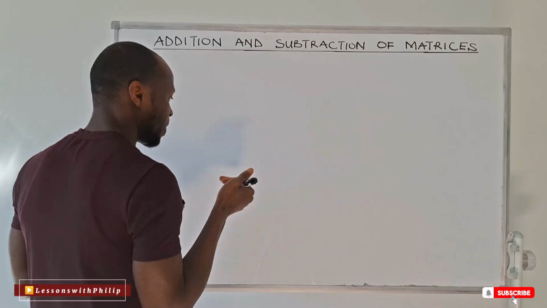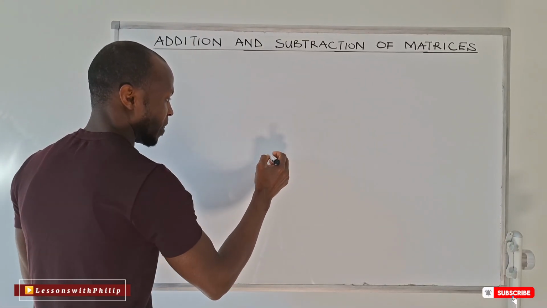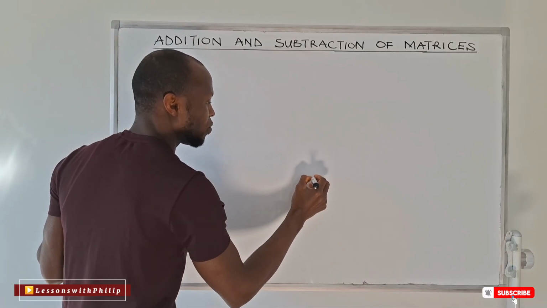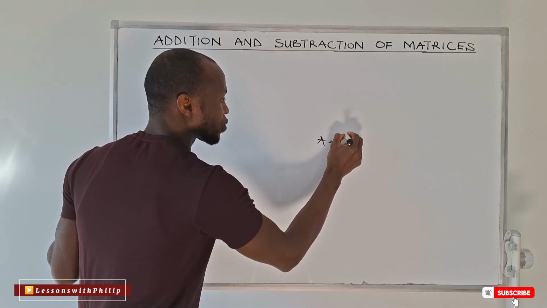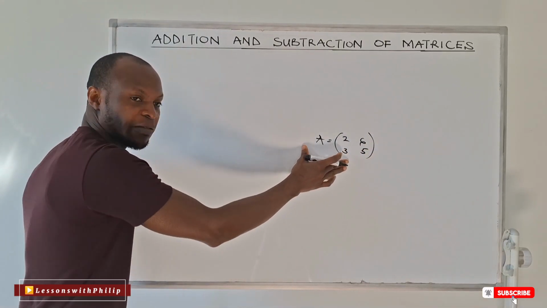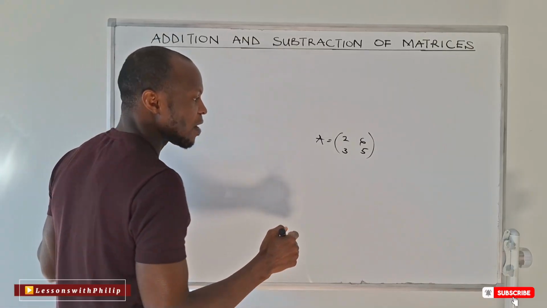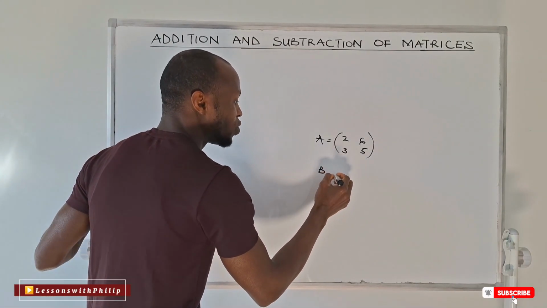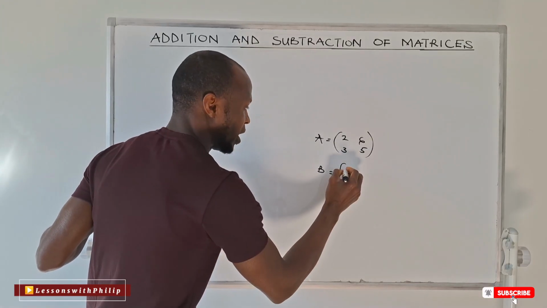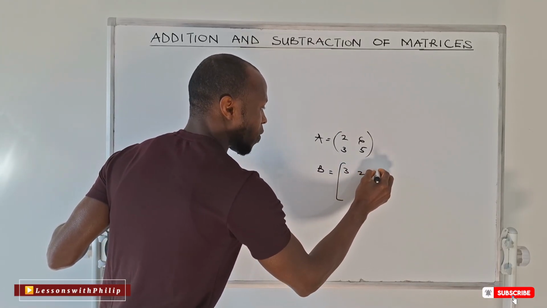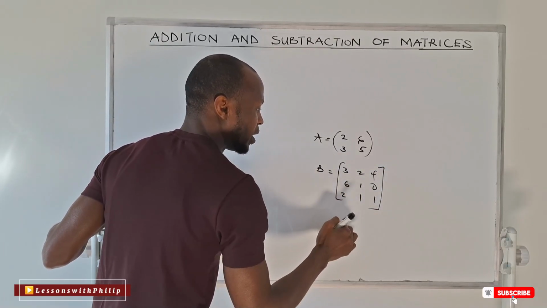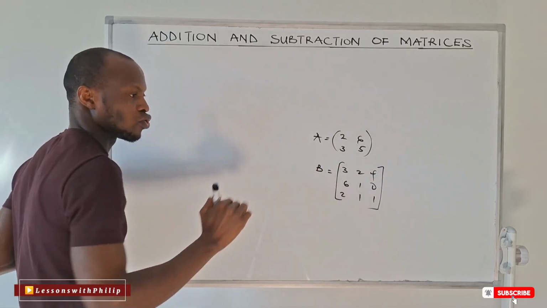Okay, for example, let's say we have a 2 by 2 matrix. Example, we have matrix A equals 2, 3, 6, 5. The order of this matrix is 2 by 2. If I have another matrix, matrix B, let's say a 3 by 3 matrix: 3, 2, 4, 6, 1, 0, 2, 1, 1. Okay, this is a 3 by 3 matrix. This is a 2 by 2 matrix.